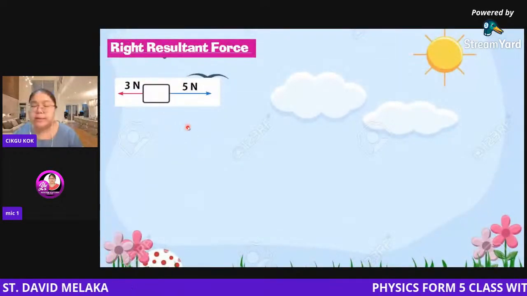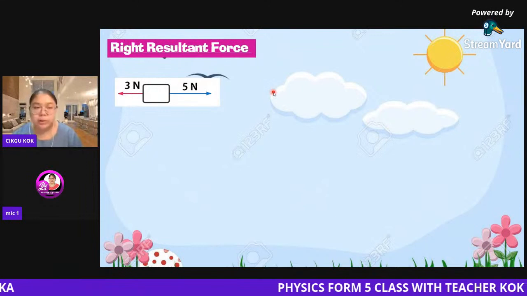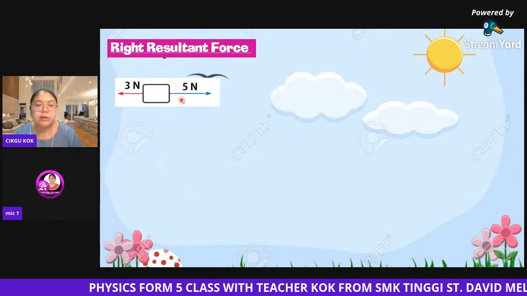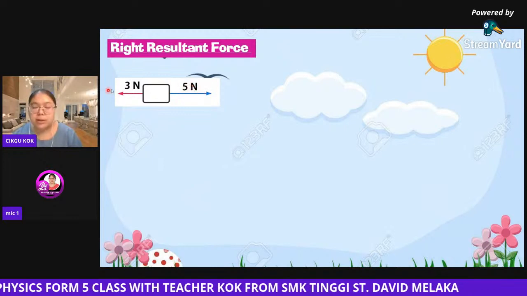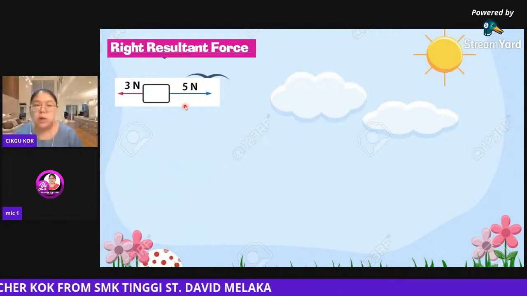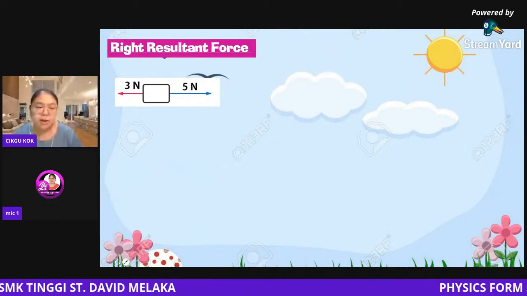Okay, this one is the opposite again. There's a right resultant force, which means on the right hand side the force finally should be higher. So you see the diagram, this one is 5 Newton, this one is 3 Newton. After I minus, I'm left with 2 Newton. Go where? Go to the right hand side.